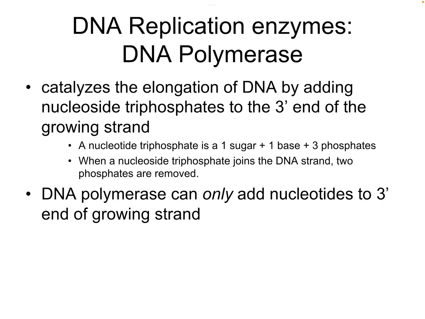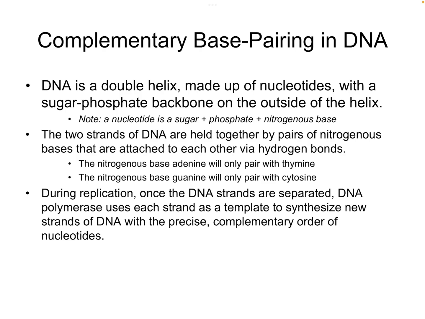Just to have a quick recap, we know that the DNA polymerase, this one, the enzyme, is responsible to catalyze the elongation of the DNA by adding nucleoside triphosphates to the 3' end of the growing strand. So the DNA polymerase can only add nucleotides to 3' end of the growing strand. So it elongates. The DNA polymerase catalyzes the elongation of the DNA via the complementary base pairing in DNA. So we know that the nitrogenous base adenine will only pair to thymine, and that the nitrogenous base guanine will only pair with cytosine.